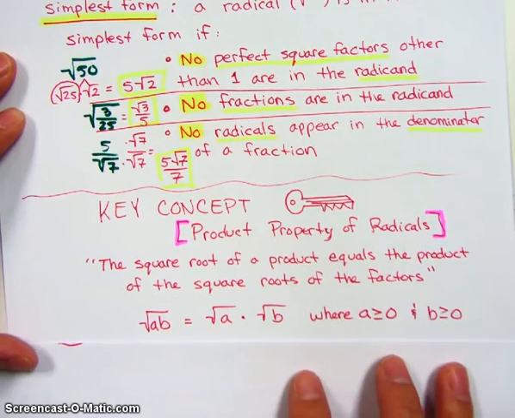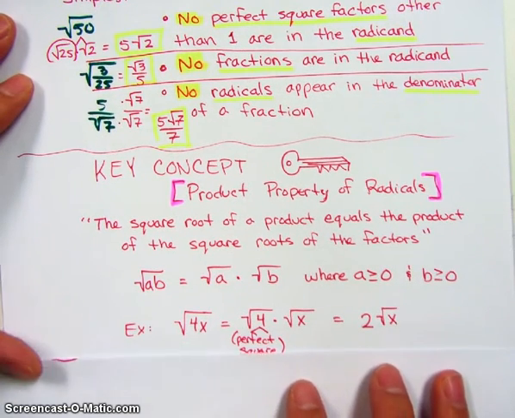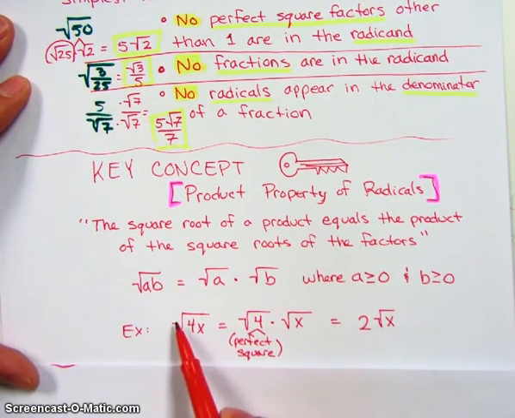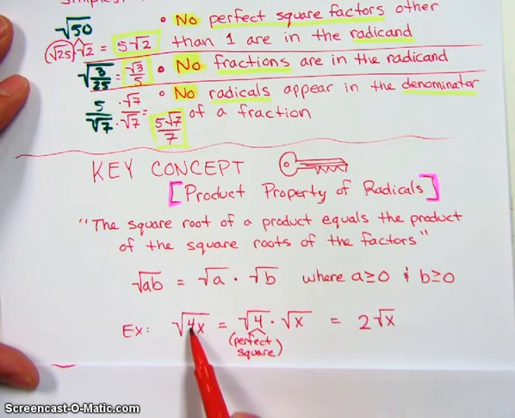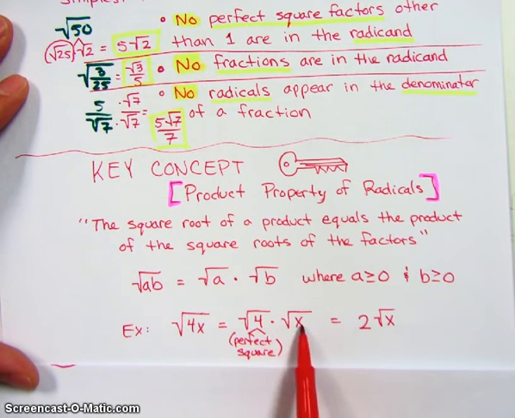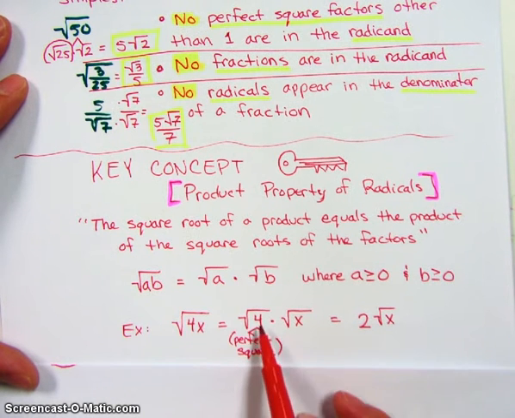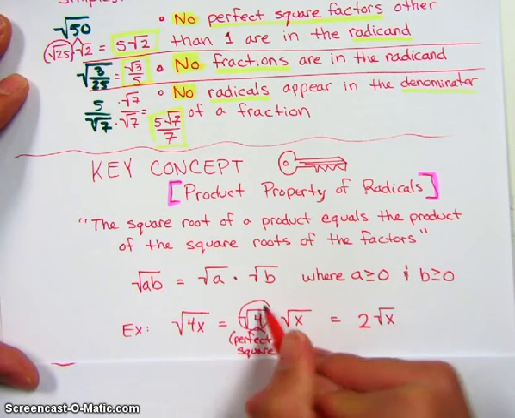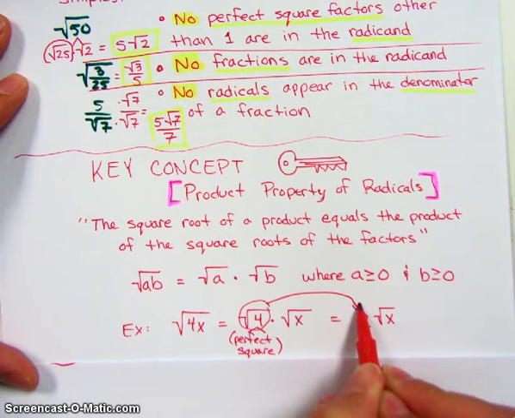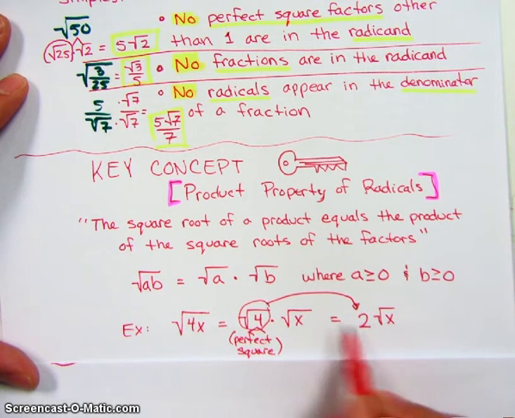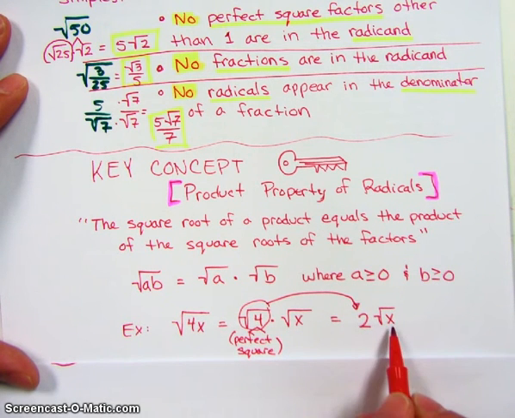All right. So let's take a look at some numbers here in an example, see what that looks like. So the square root of 4x. Well, 4x is the same thing as 4 times x, so I can break those off. And then I can see that the square root of 4 is a perfect square, so therefore this part alone, and only that part, can turn into a 2. Whereas this part is not a perfect square, so we'll have to leave it alone.